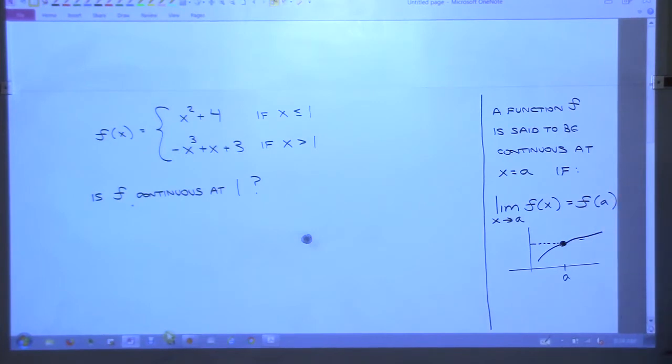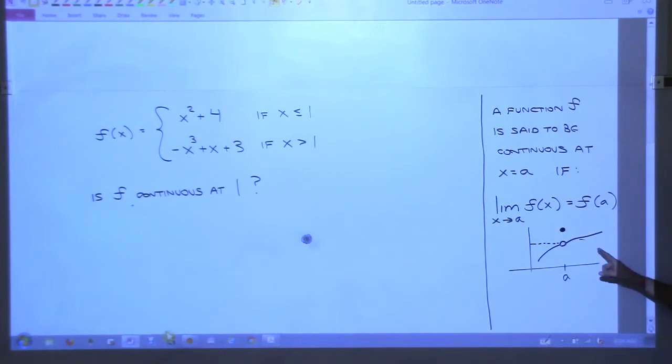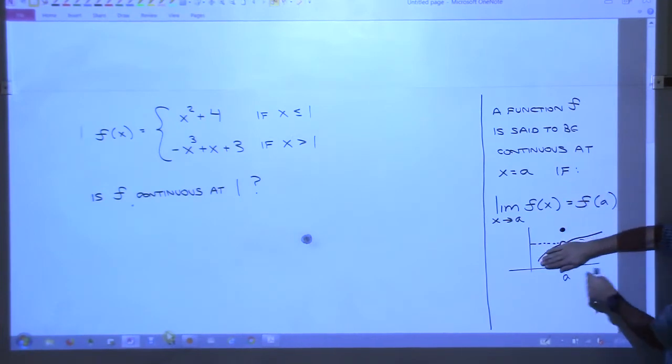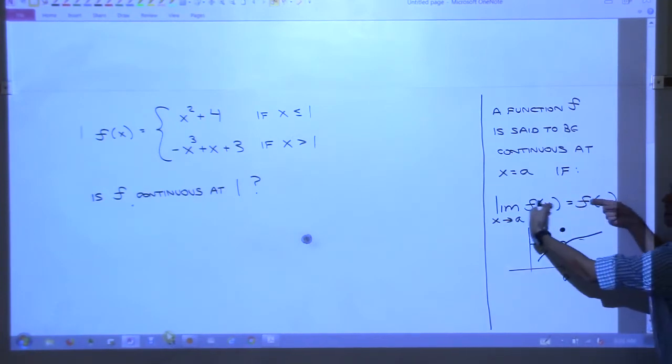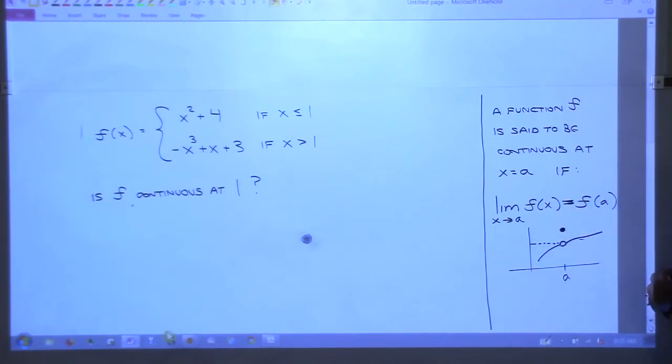Question? Saying if it's not closed, then it isn't continuous? That's right. Think about it this way. Let's say it was defined like this. This function would not be continuous at A. The reason is because even though the limit exists, right? And the function is defined at A, they're not the same. They have to be the same in order for it to work.